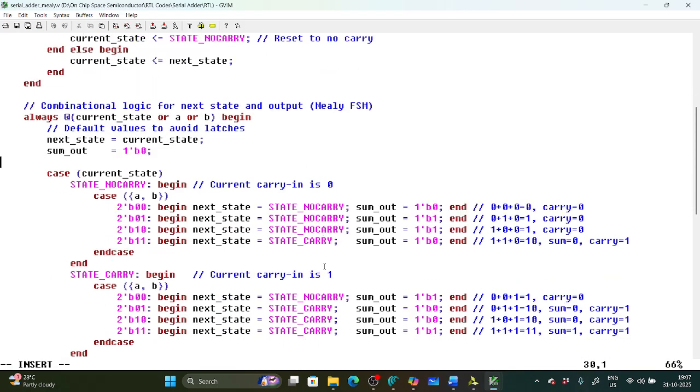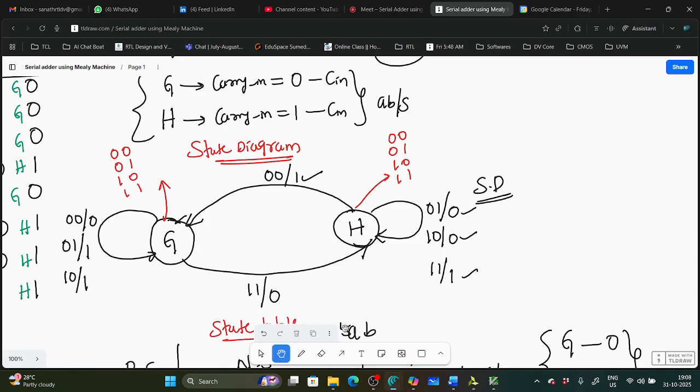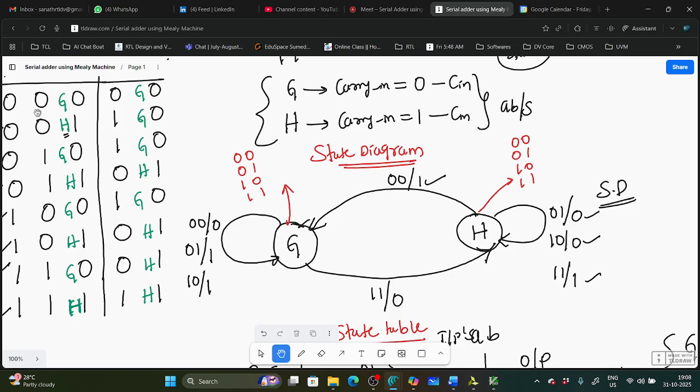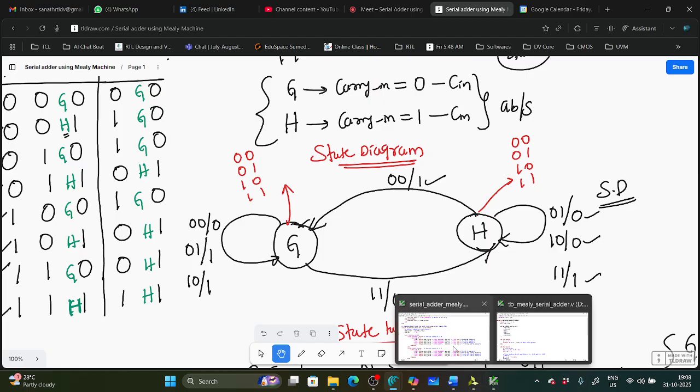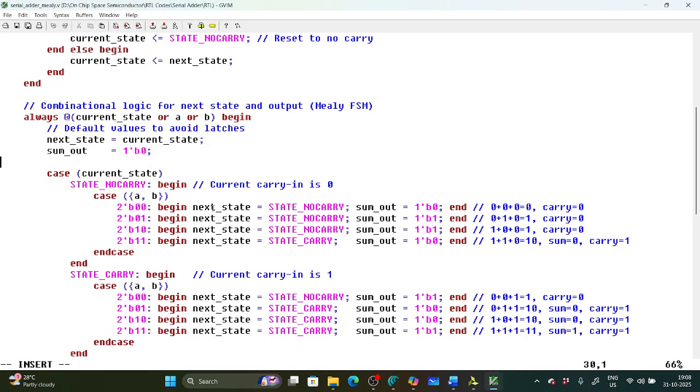Now when you are in current state state_no_carry, I'm using a case statement. What is the first state? 0 plus 0 plus 0: sum 0, carry 0. If you see here for the first state, it will be in the same state. 0 plus 0 plus 0, it will be in the same state. So next state is no carry, and that is 0 1 0.